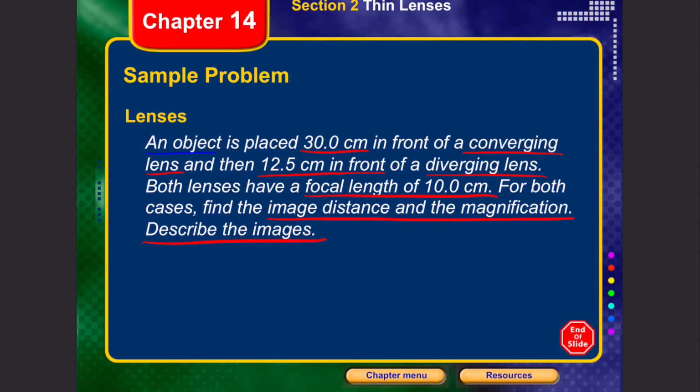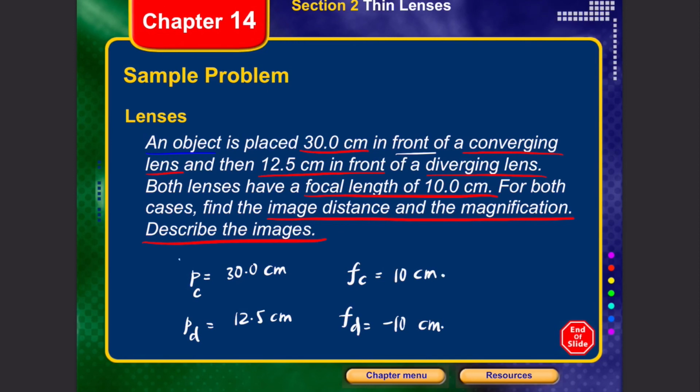Let's note down the data given in the problem. So you have the object placement. P here is 30 centimeters for the converging lens, and P for the diverging lens is 12.5 centimeters. Notice that both of them are in front of the lens. Because P is positive in front, we can write plus and plus. Next, they have given you the focal length. F for converging is 10 centimeters, but for the diverging lens, F should be negative, so negative 10 centimeters.